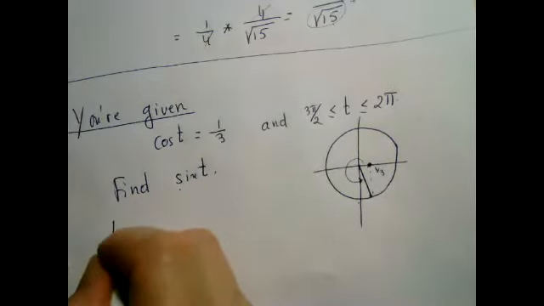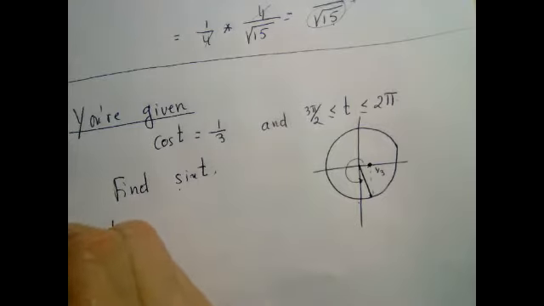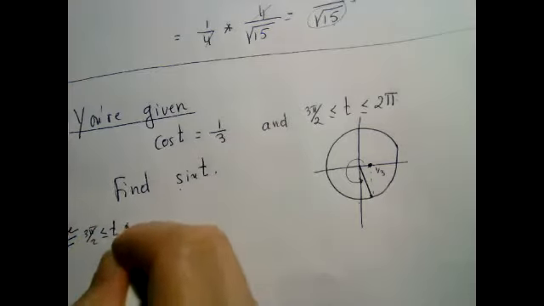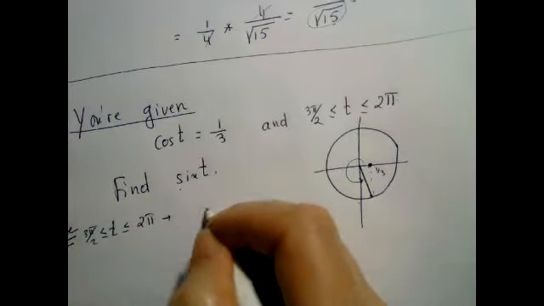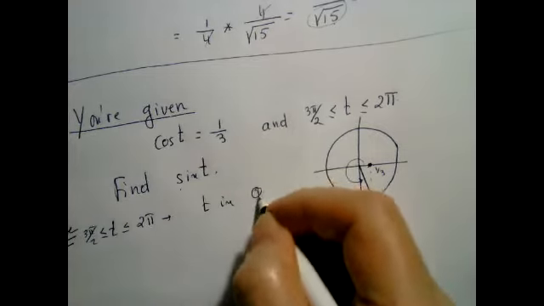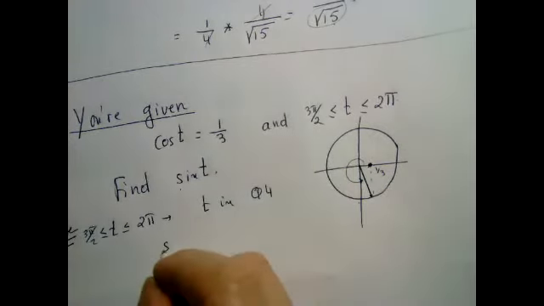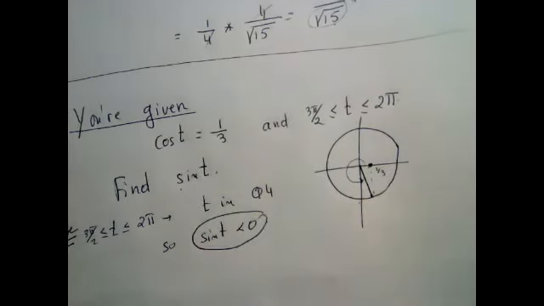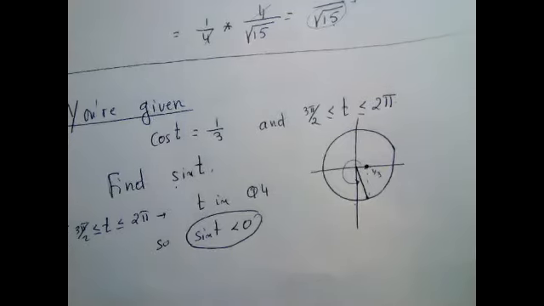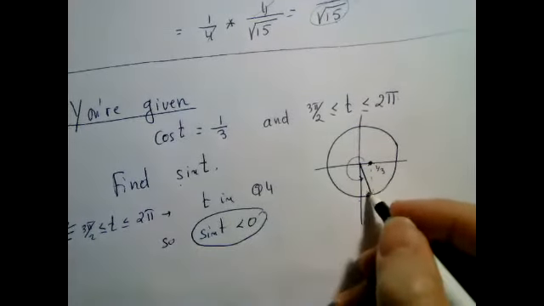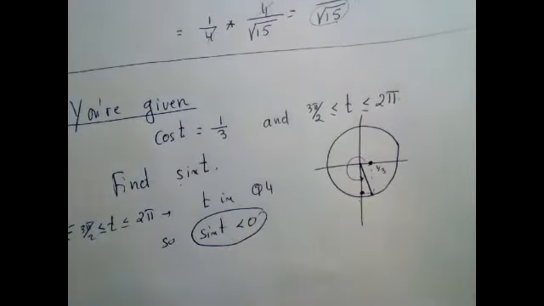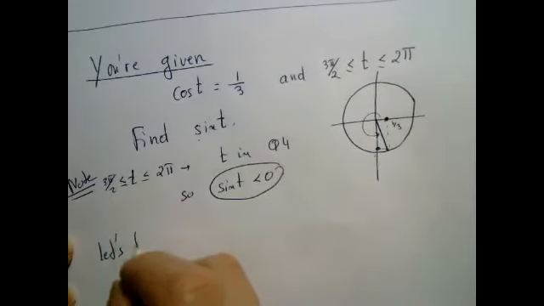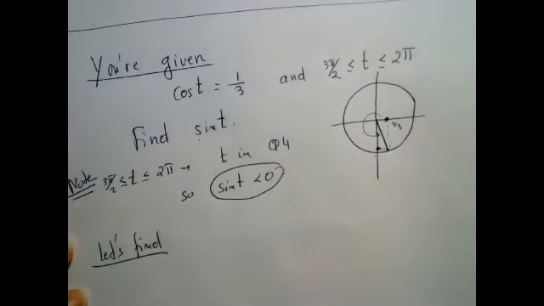So let us note before I do, t is between 3 pi over 2 and 2 pi. It means t is in quadrant 4. So the sine of t has to be negative. We're going to start with that just to say where the angle is. The sine will have to be negative because it's a y coordinate. Now let us find the sine.